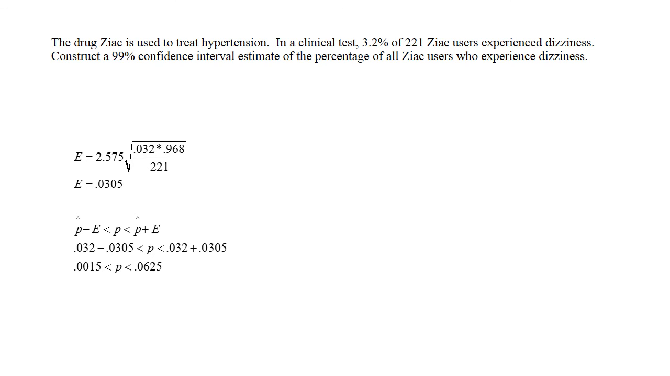E equals 0.0305. Now construct your confidence interval. P hat minus E is less than p is less than p hat plus E. 0.032 minus 0.0305 is less than p is less than 0.032 plus 0.0305. The confidence interval is 0.0015 is less than p is less than 0.0625.